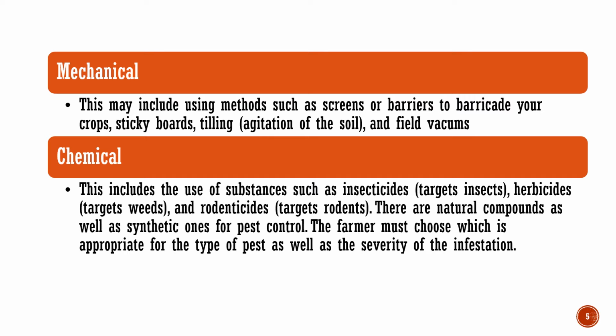Mechanical. This may include using methods such as screens or barriers to barricade your crops, sticky boards, tilling or agitation of the soil, and field vacuums. Chemical. This includes the use of substances such as insecticides for target insects, herbicides for target weeds, and rodenticides for target rodents. There are natural compounds as well as synthetic ones for pest control. The farmer must choose which is appropriate for the type of pest as well as the severity of the infestation.